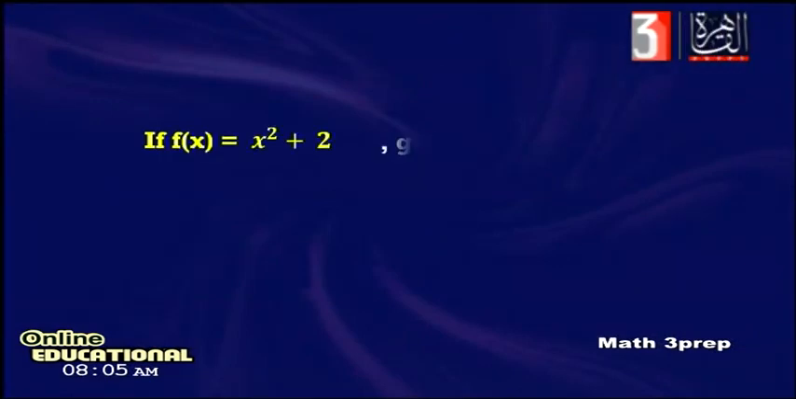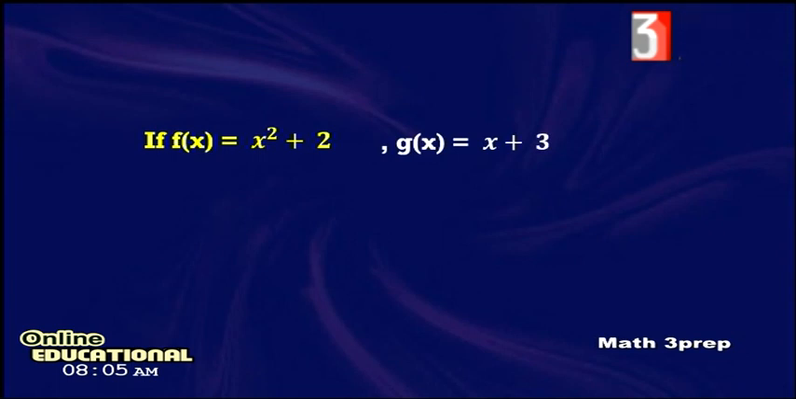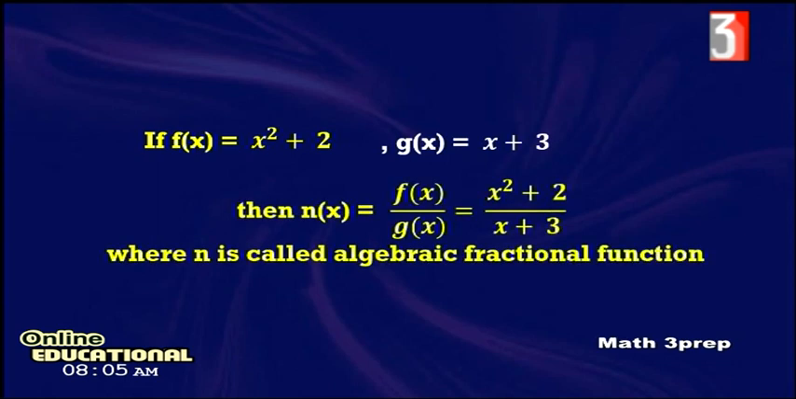First of all, if f of x equals x to the power of 2 plus 2 and g of x equals x plus 3, these are two algebraic functions. Now, if I want you to find n of x, where n of x is f of x over g of x, which is x to the power of 2 plus 2 over x plus 3. As it became a fraction, we can say that n is called the algebraic fractional function.